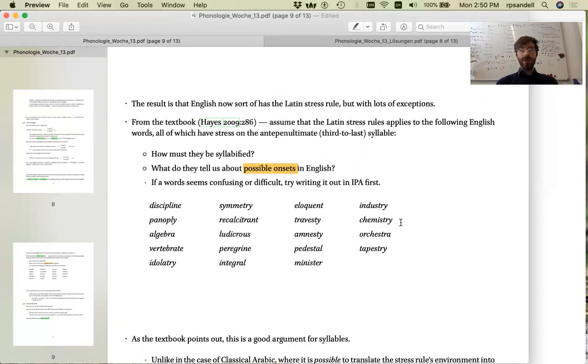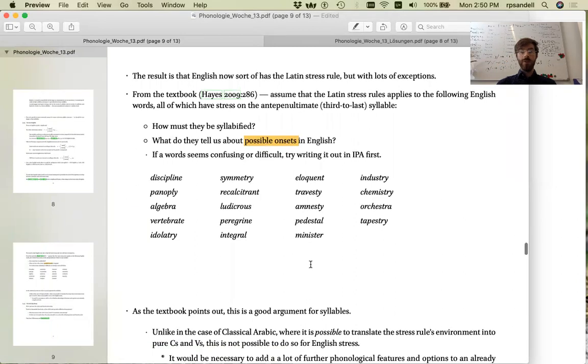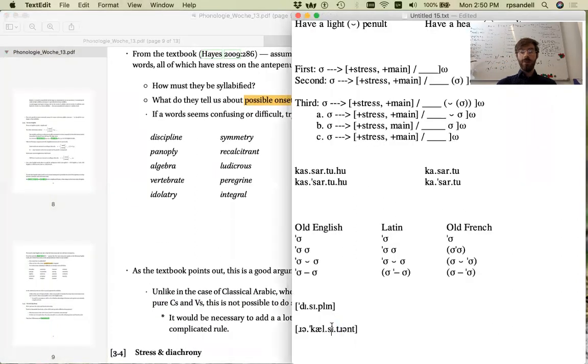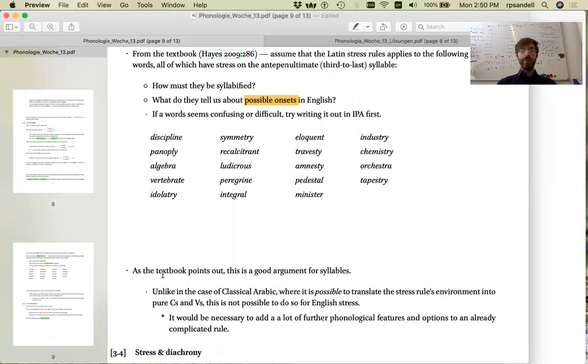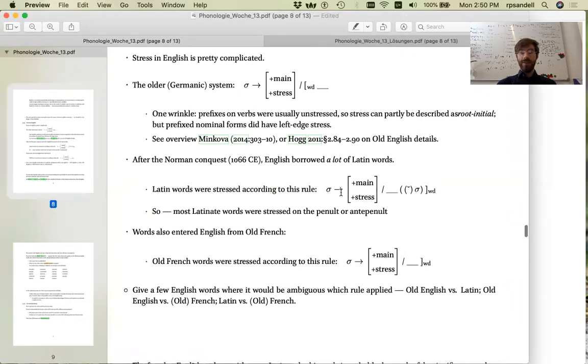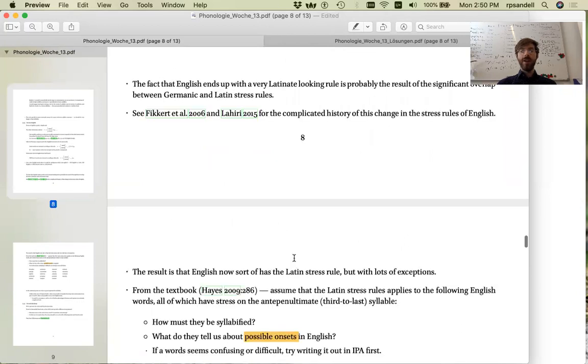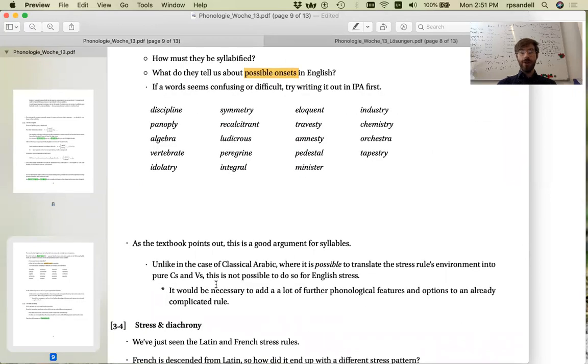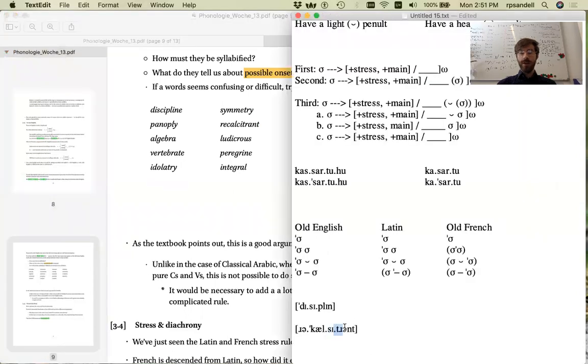And this behavior in English, and the fact that we find these complex onsets being built, make for a very good argument for syllables, because the fact that we need these complex onsets and the ability to refer to a difference between light and heavy syllables makes it impossible for us to rewrite the Latin stress rule, which is relevant here, in terms of just consonants and vowels, because in some cases, English won't allow certain combinations of consonants to make a complex onset.